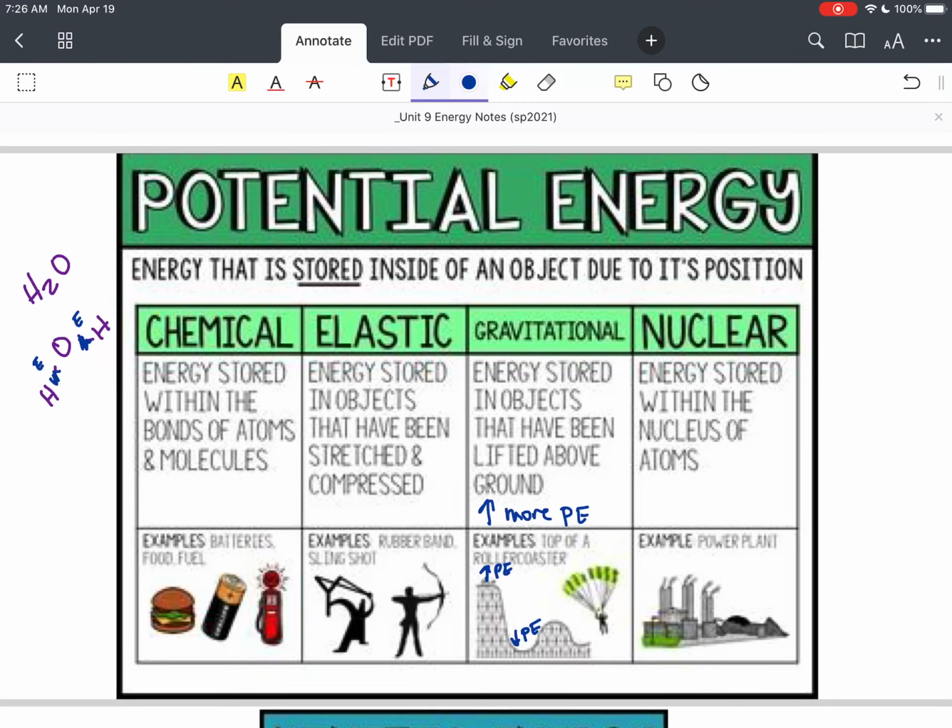Nuclear is like when we talked about nuclear energy and nuclear reactors. This is just that energy that's stored inside the nucleus. Remember we talked about how when those radioactive elements decay, like uranium, it's releasing energy, and we use that energy to make electricity. So we've kind of already talked about a couple of these things, actually.